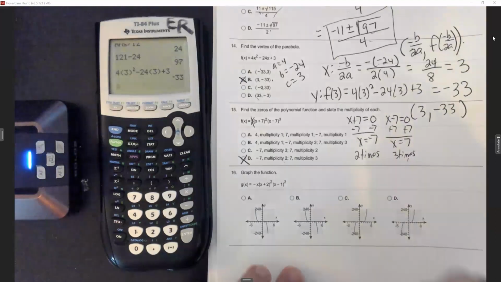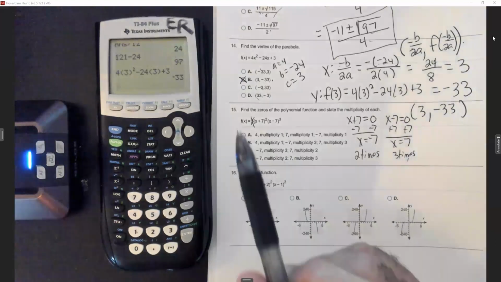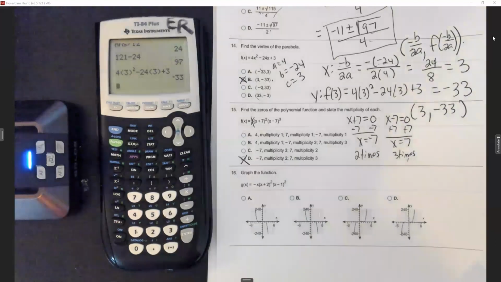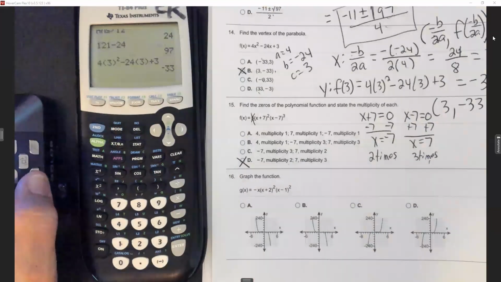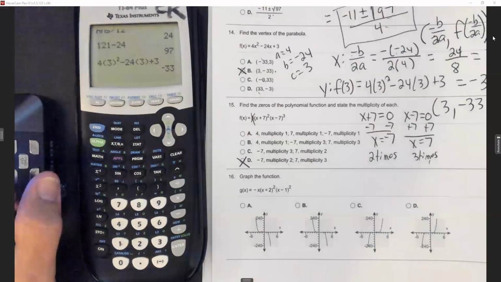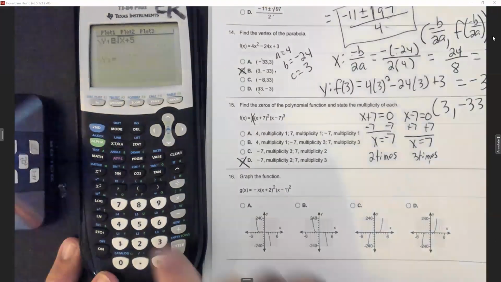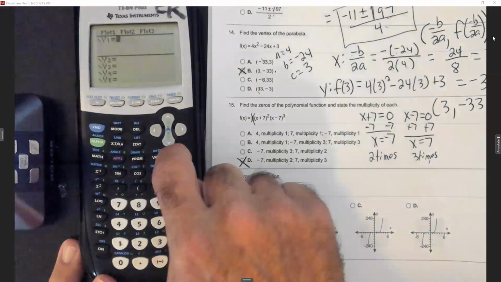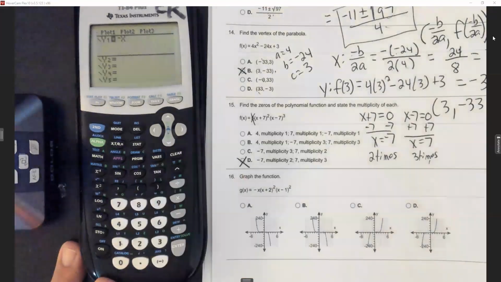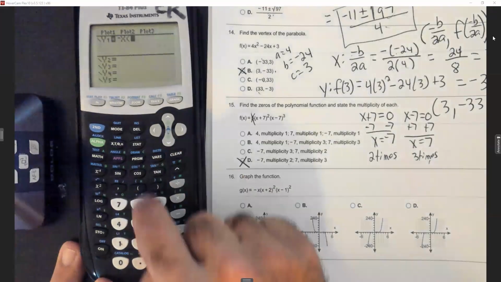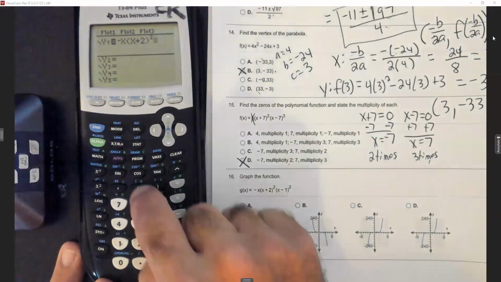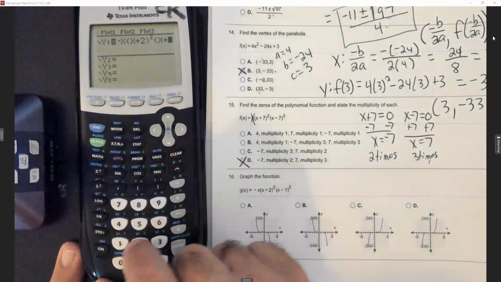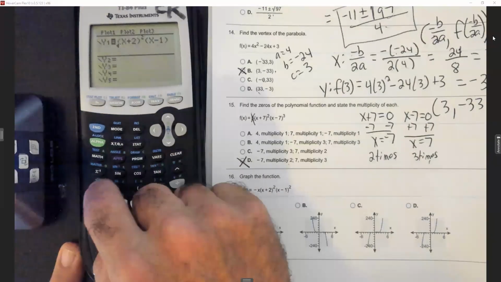And then y'all, this one I'd probably just graph, and you see how their table's going from negative 5 to 5, and negative 240 to 240. So let's see which one does that. So go to y equals, I'm going to clear this, and I'm going to punch in negative x times x plus 2, that was squared, times x minus 1, parentheses, and that was squared.